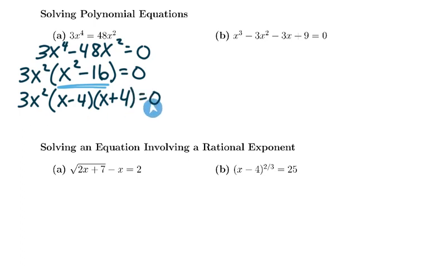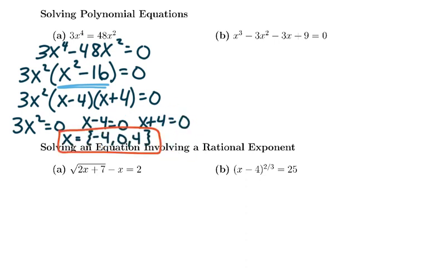Once it's fully factored, we set each factor equal to 0 and solve. So we divide both sides by 3, which is 0, and then we take the square root of both sides, which is 0. So we get x equals 0 here, x equals 4, and x equals negative 4.